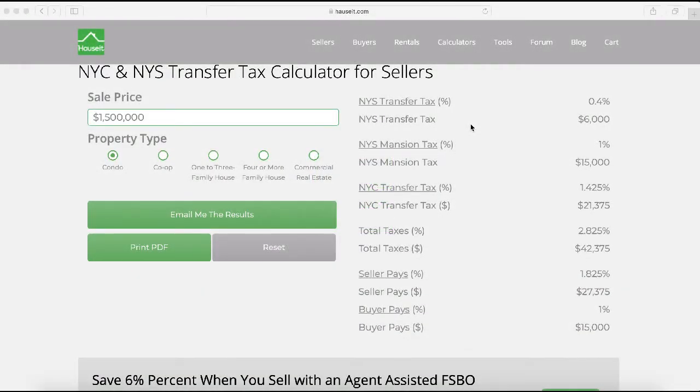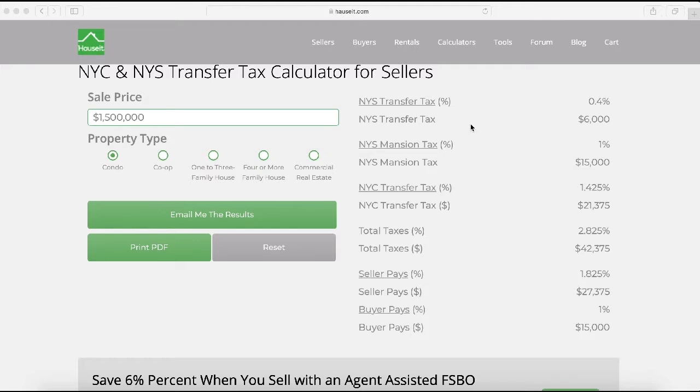In this video, we are going to walk you through how to calculate your seller transfer tax bill in New York City using Hauseit's transfer tax calculator, which is available on Hauseit.com. So the purpose of the calculator is to help you estimate, as a seller, what would be your transfer tax bill when closing.